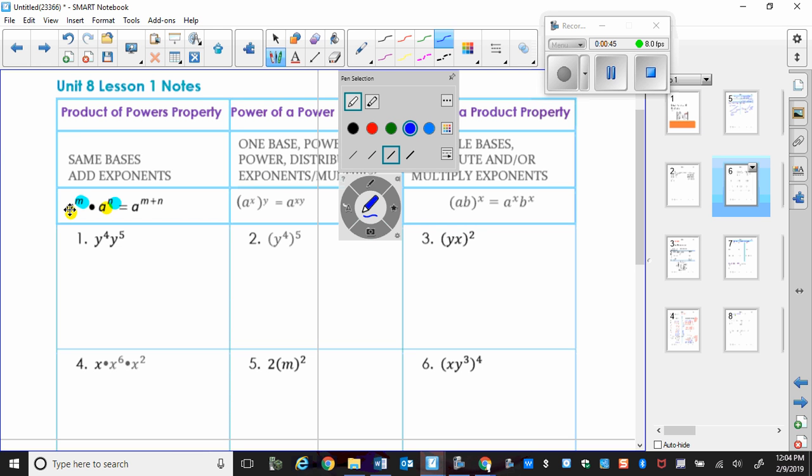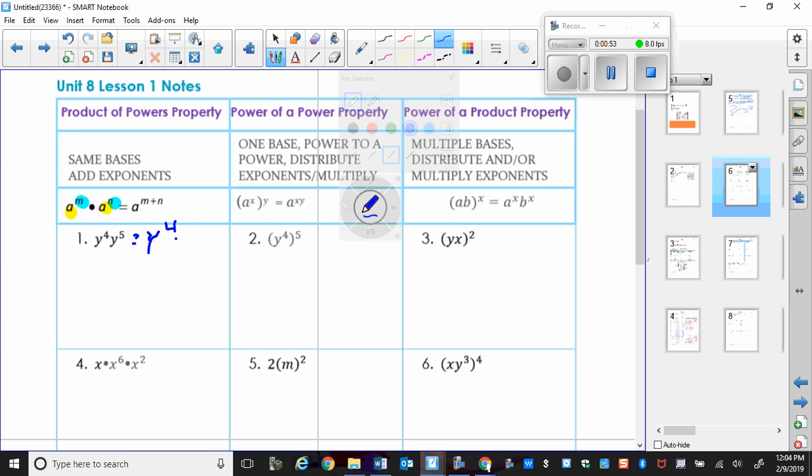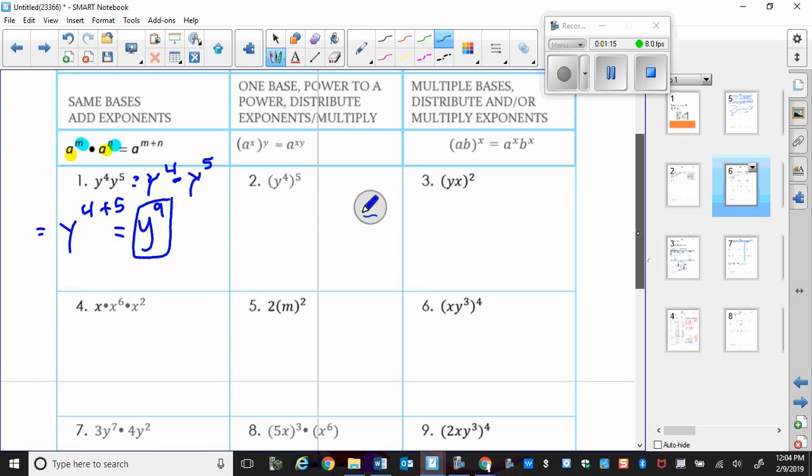So that's like saying if I have y to the fourth times y to the fifth, another way of writing that would be y to the fourth times y to the fifth. This is the same as saying y to the fourth plus 5. Those exponents are added together, and you produce 9 y's. This is my final answer. We're not going to go to the right just yet. We're going to do number 4.